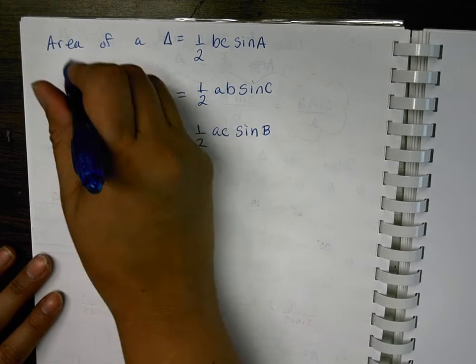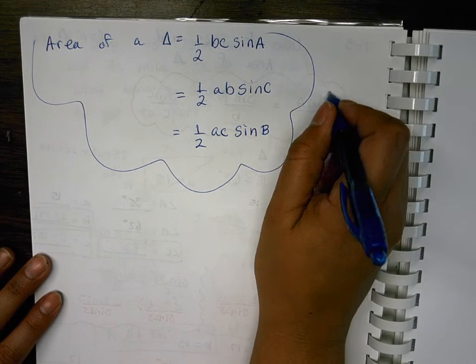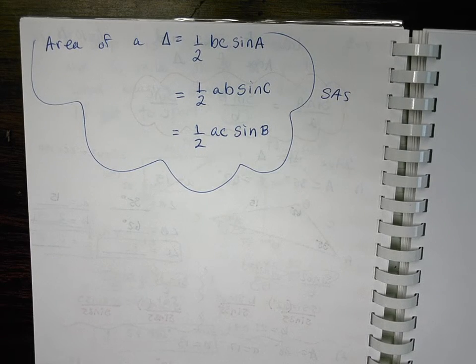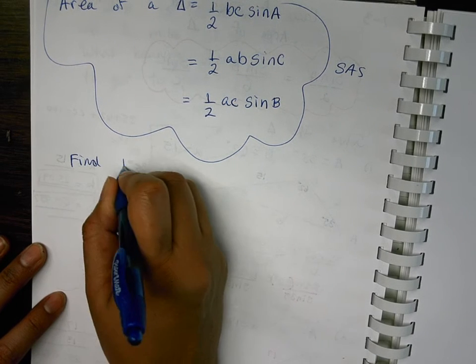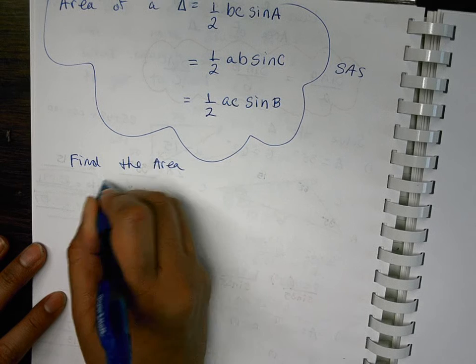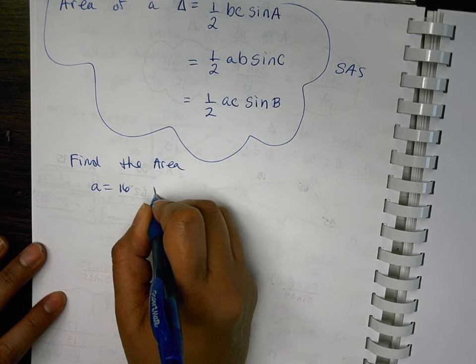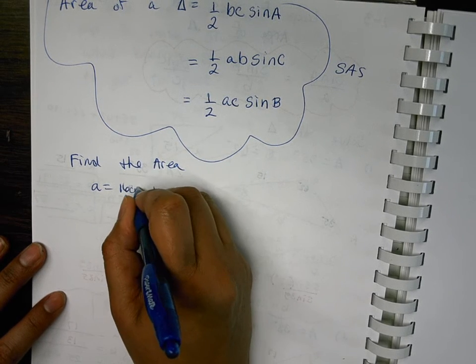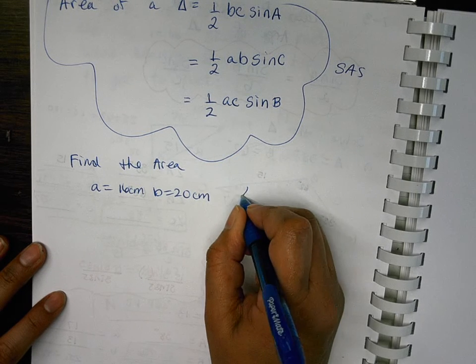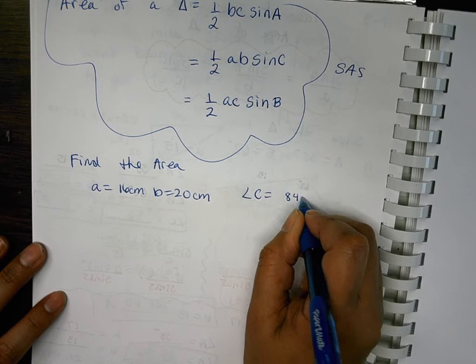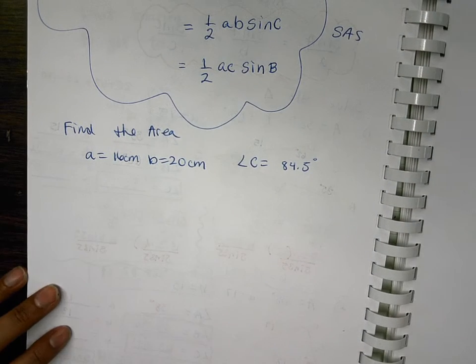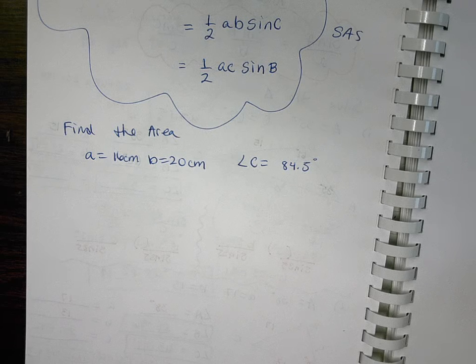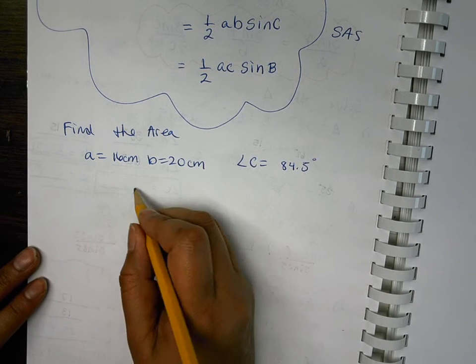Another little note that you should know, this is used when it looks like a side angle side problem, when it's an angle sandwiched between two sides. Let me show you what I mean. Find the area if little a is 16, little b is 20, and these are all centimeters, and angle C is 84.5 degrees. I would suggest you draw your triangle again.